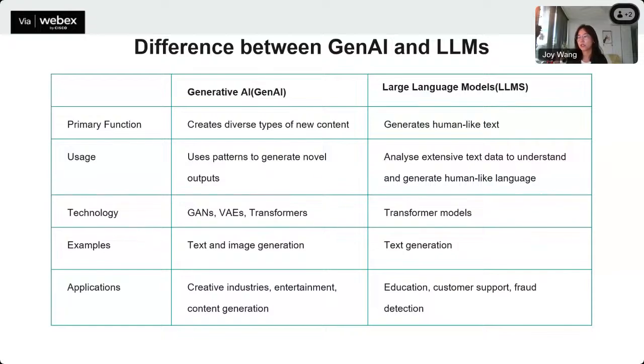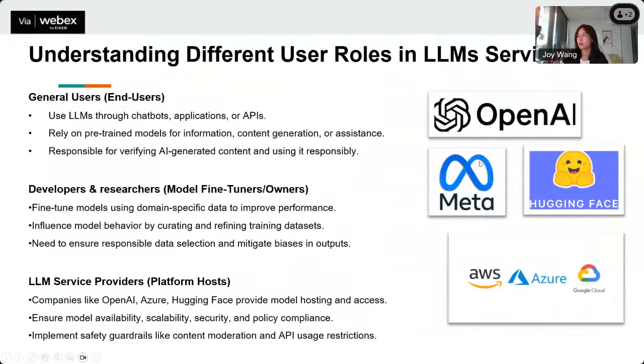And also the application. Gen AI is used in the creative industry, entertainment, and content generation. The large language model is also widely used in education, customer support, and fraud detection. So mainly for language-related applications and domains.